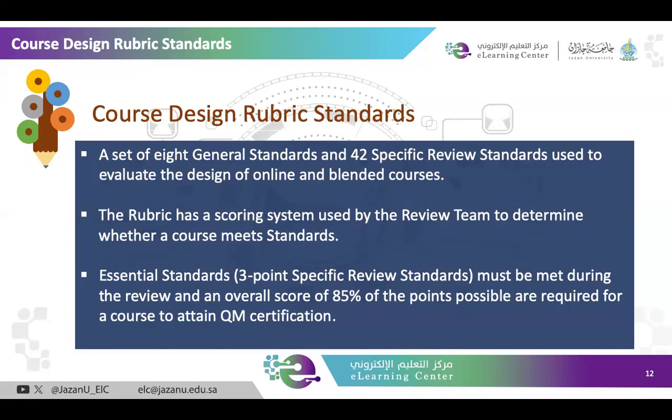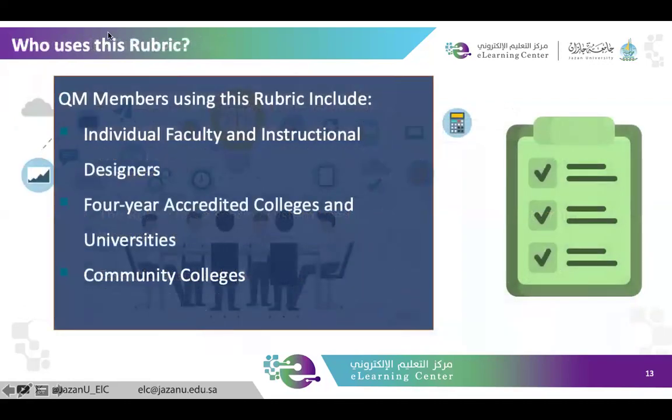What does it mean? There are 3-point specific review standards. 3-point specific review points mean, let me show. If the standard is assigned the number 3, that means this is the essential part you have to follow. If it's a 2, then it's an intermediate one, you have to do it, but it's not essential. And if the number is 1, it means you can do it, but it's not a very essential part of it. So I will show you this rubric.